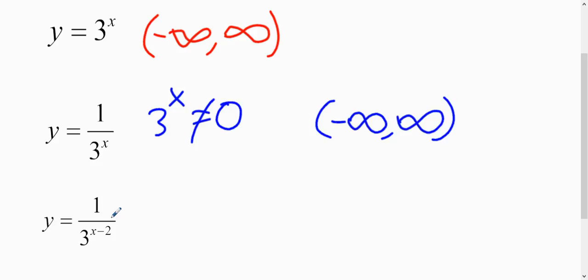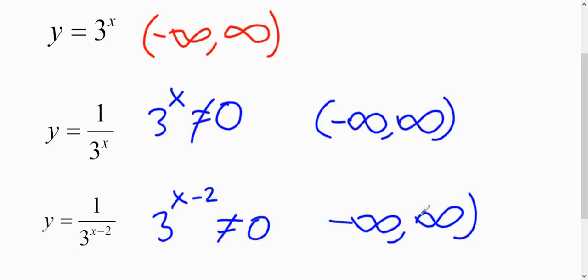The minus 2 doesn't change anything because all it's going to do is give you slightly different numbers as your exponent. If you plug in 2, you're going to get 3 to the 0, which is perfectly fine. There's nothing that would make that denominator equal 0. So it's negative infinity to positive infinity again.